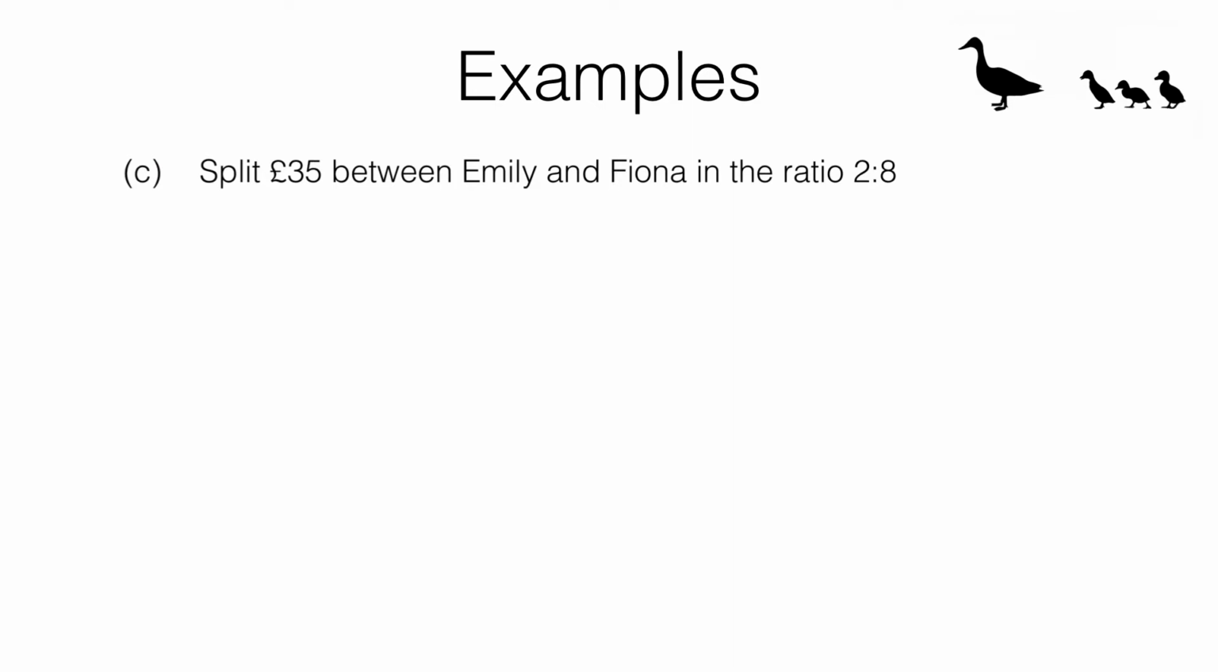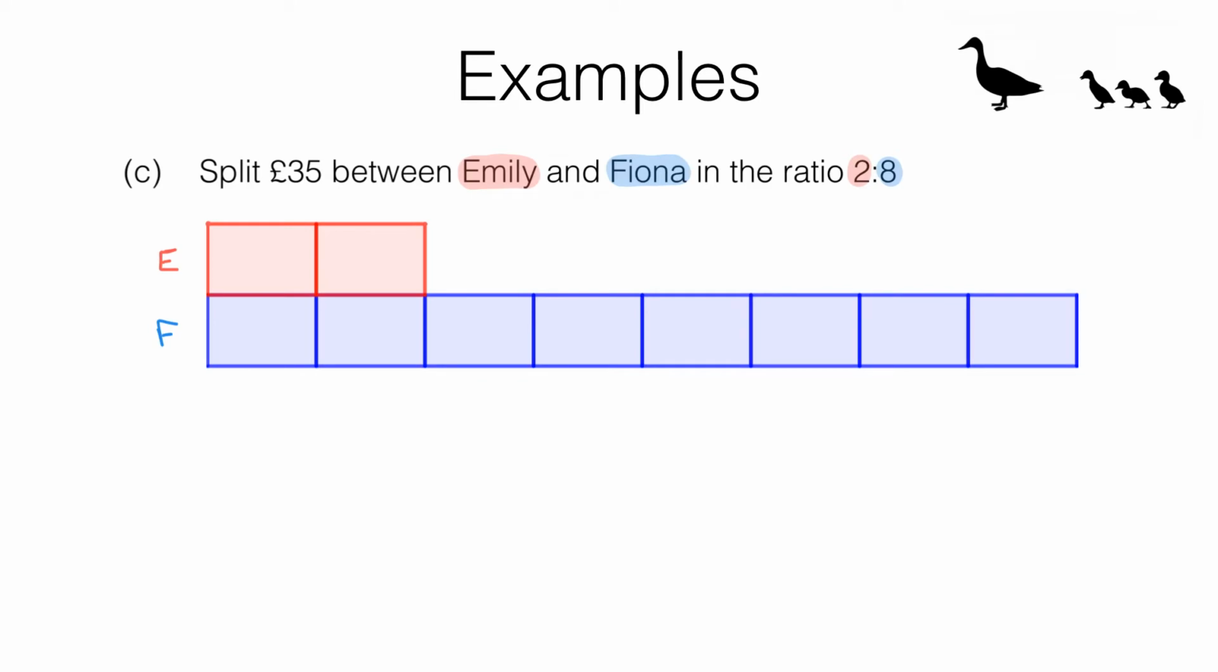In this example, we want to split £35 between Emily and Fiona in the ratio 2:8. Just like before, what I can do is set up a bar model. Here you can see I've got 2 boxes for Emily and 8 boxes for Fiona. And what we're trying to do is split the £35 equally amongst all of these boxes.